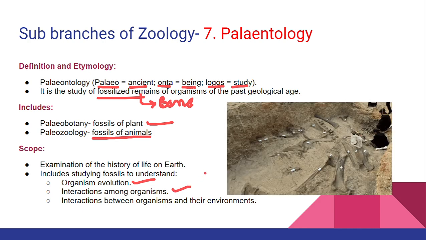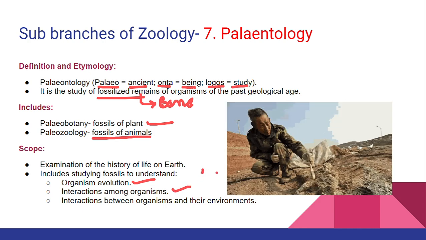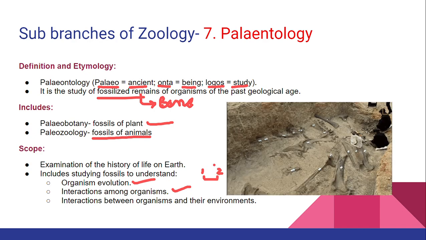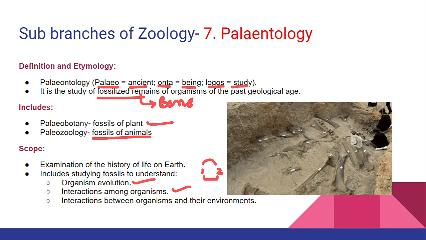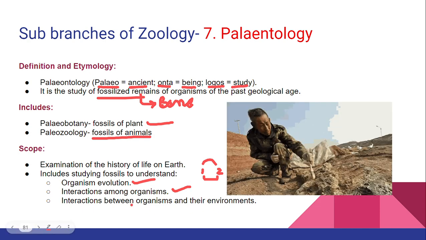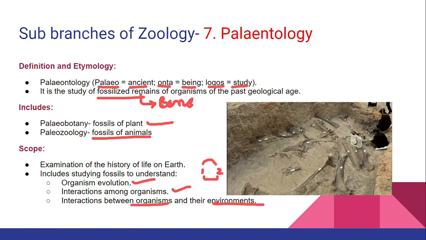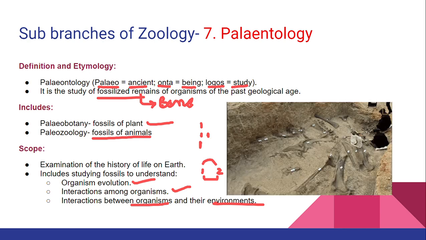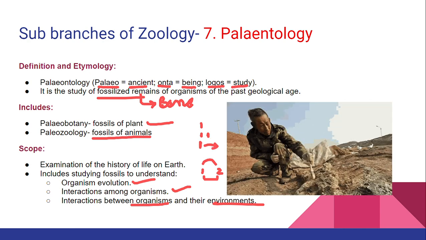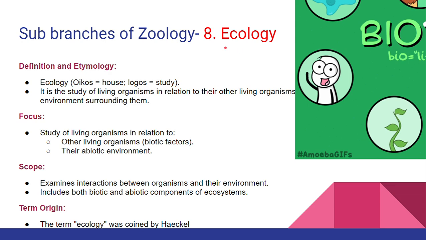We understand the interaction between the organisms. If I get fossil number 1 and fossil number 2, I am going to study the interaction between these two. Just now I told you how all the cells and all the living organisms are able to survive by the interactions between organisms and their environment. So what all things do we study? Evolution of the organism, interaction between one organism and another organism, and interaction between the organism and the environment, right?